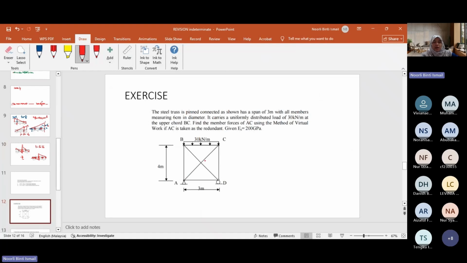This one is a bit tricky. This one I haven't given you yet. So given the question, they ask you to find the member forces of AC, and then given the truss. So what is the first step you need to do?